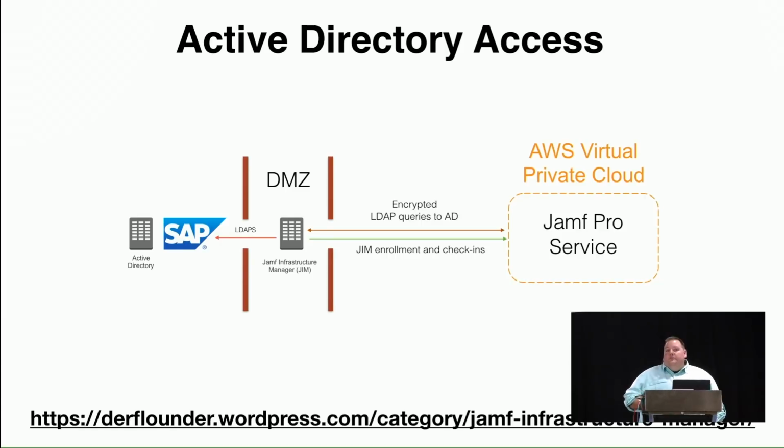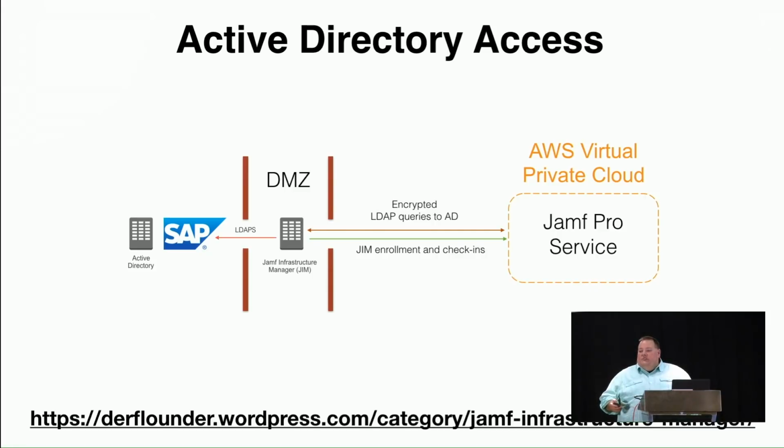Now, we use user and group information from our corporate Active Directory domain with our Jamf Pro service. So we're using Jamf's Jamf Infrastructure Manager, or JIM. Our Jamf Pro service is configured to send its AD queries to a JIM hosted in our DMZ, rather than communicating directly with the Active Directory domain. And the JIM acts as the middleman for securely passing along this query traffic, which helps to insulate our Active Directory domain from the internet.